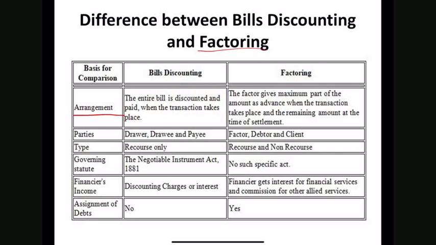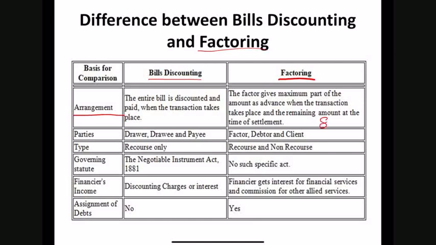In bills discounting, the entire bill is discounted and paid when the transaction takes place. Under factoring, the factor gives the maximum part of the amount as an advance when the transaction takes place and the remaining amount at the time of settlement. In case of bills discounting, after deducting the charge or the interest, the remaining balance will be immediately given to the client or the borrower. For example, if I approach a bank for bills discounting, I will immediately get the payment.